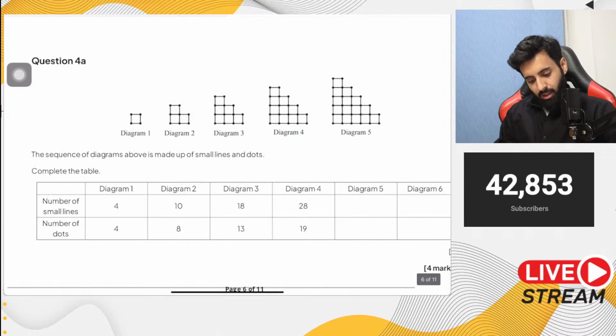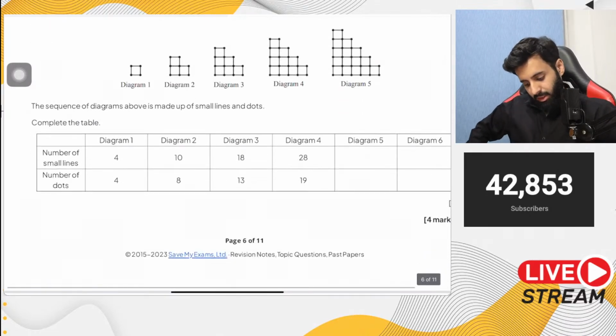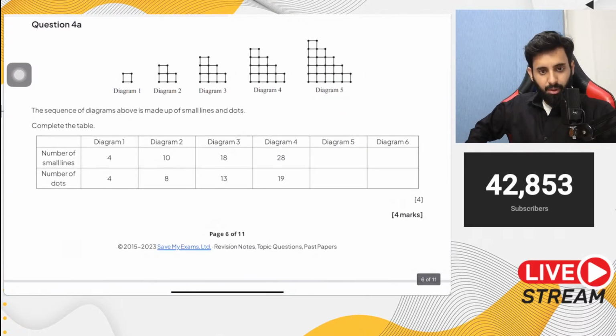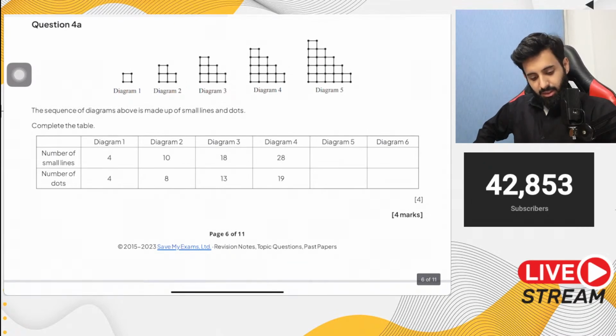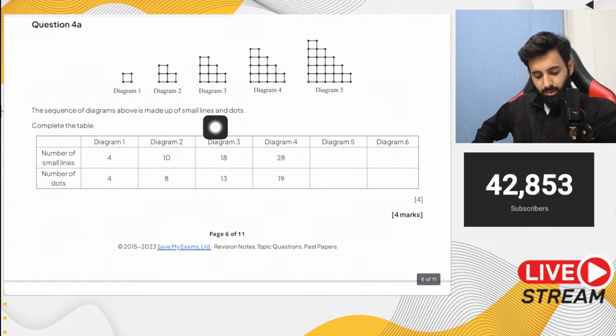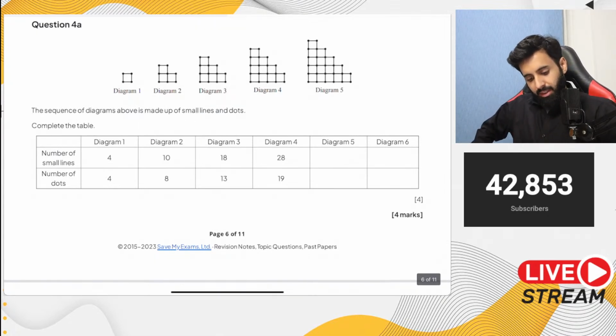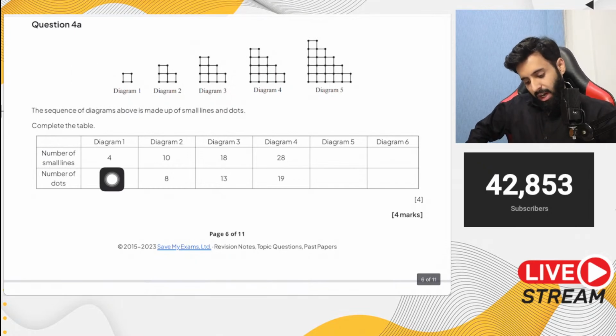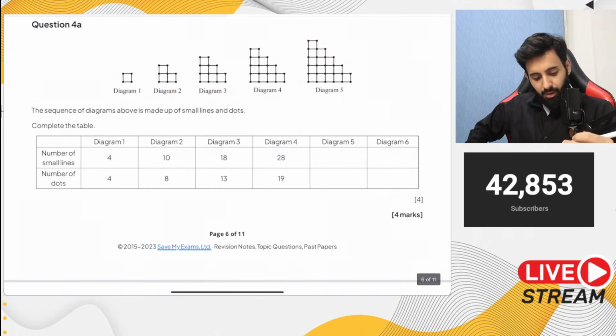Okay, now question number 4. Let's see what this says. The first part says the sequence of the diagrams above is made up of small lines and dots. Complete the table. So we have up until diagram number 4. What we have to do is find out the number of dots in diagram number 5. Okay, let's do that.